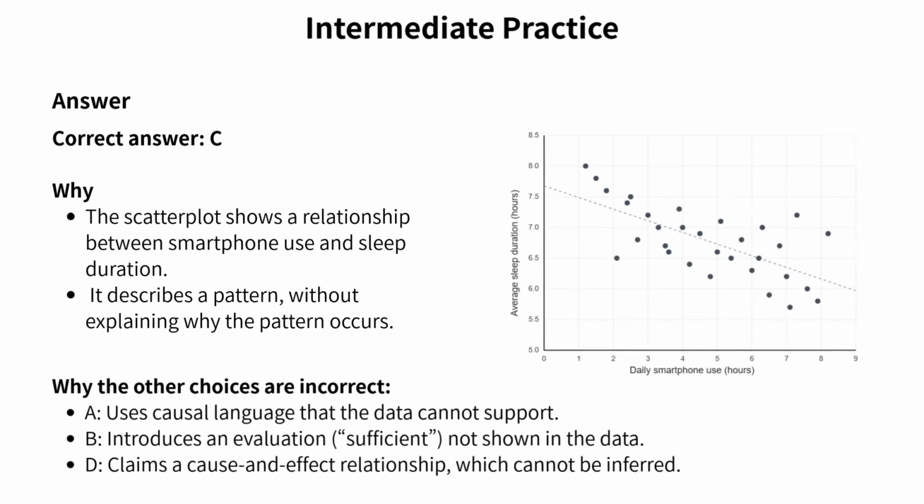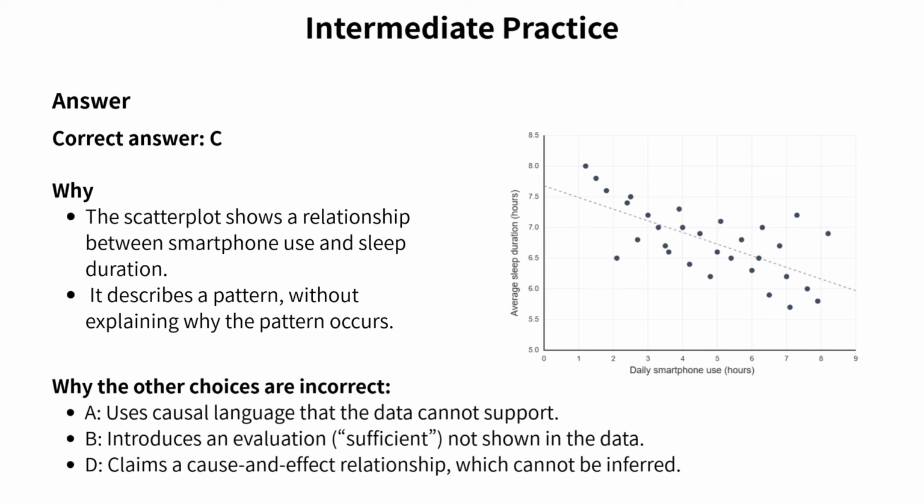Alright, let's move on to the answer for this intermediate practice question. The correct answer is C. First, focus on what the scatterplot actually shows. It compares daily smartphone use with average sleep duration among high school students. Overall, the points trend downward. As smartphone use increases, average sleep tends to be lower.